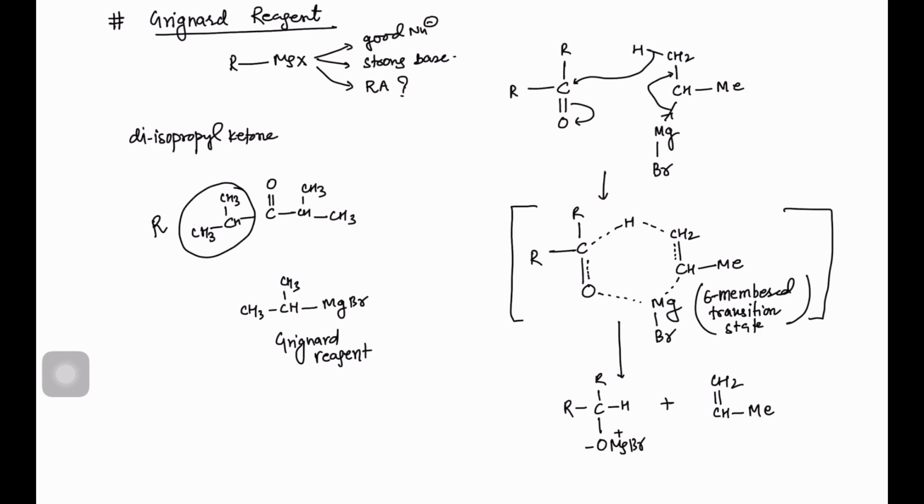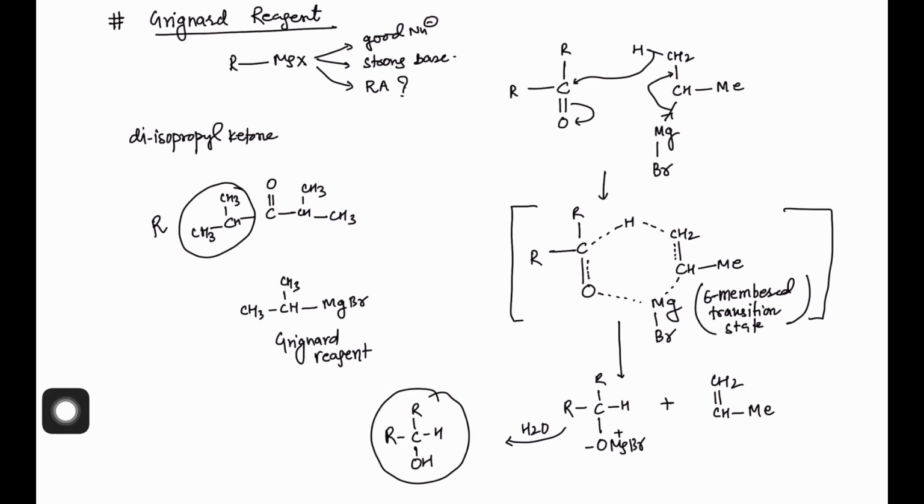After acidification or treatment with water, it will convert to R2CHOH. So we are getting a 2-degree alcohol, that is diisopropyl carbinol. This is diisopropyl carbinol as the final product. That is the reduced product. And the other byproduct that we have is propene, that is Me-CH double bond CH2.